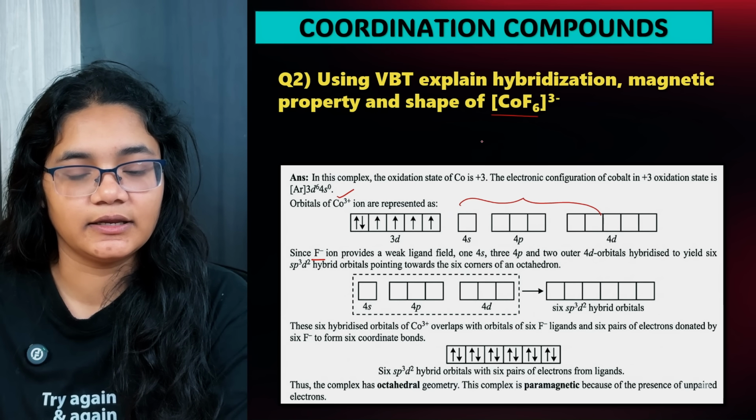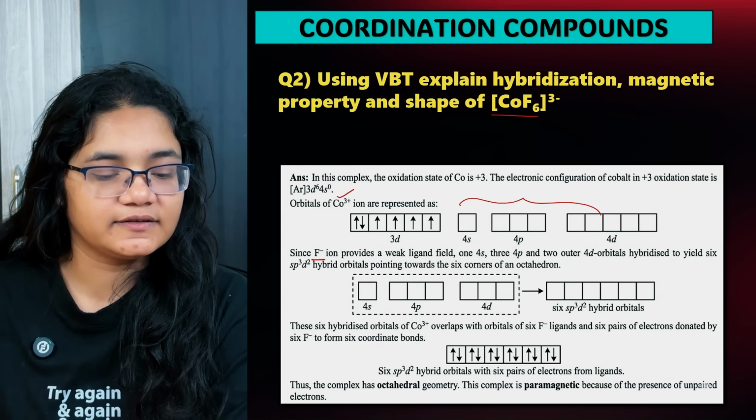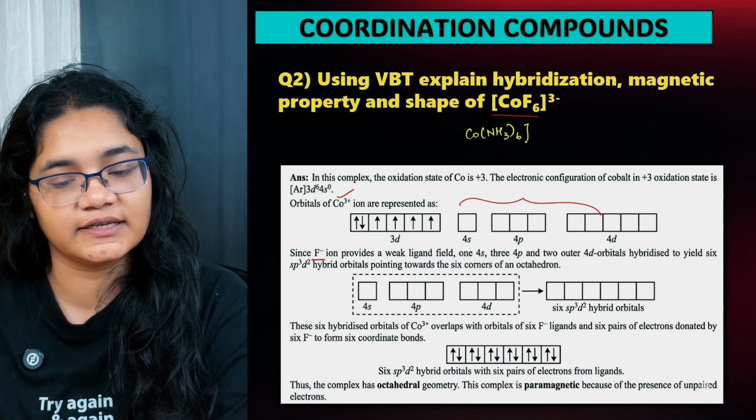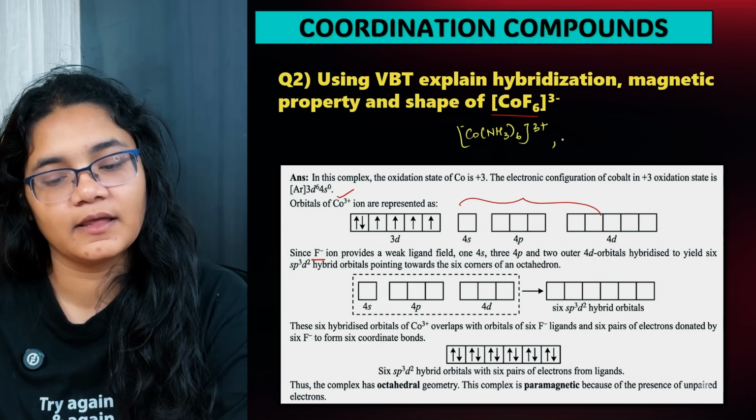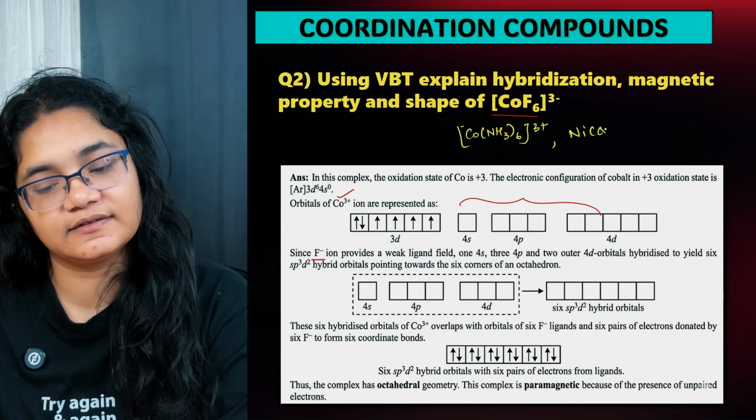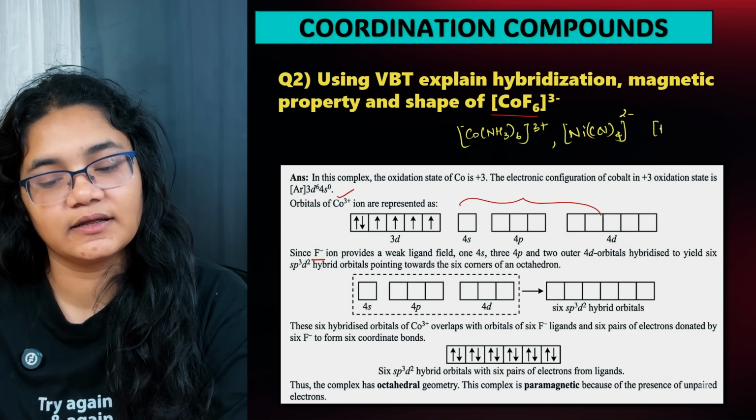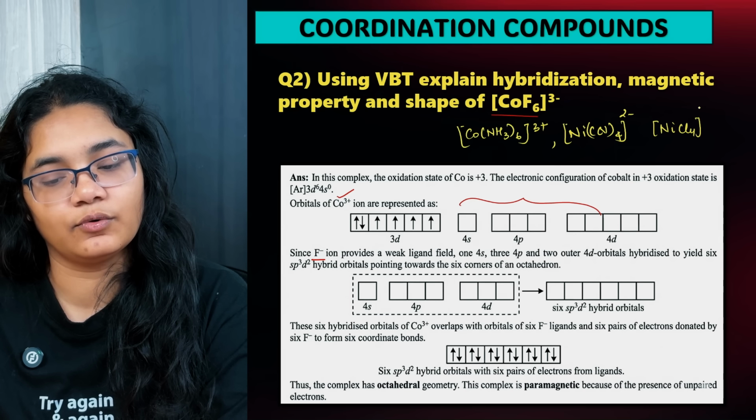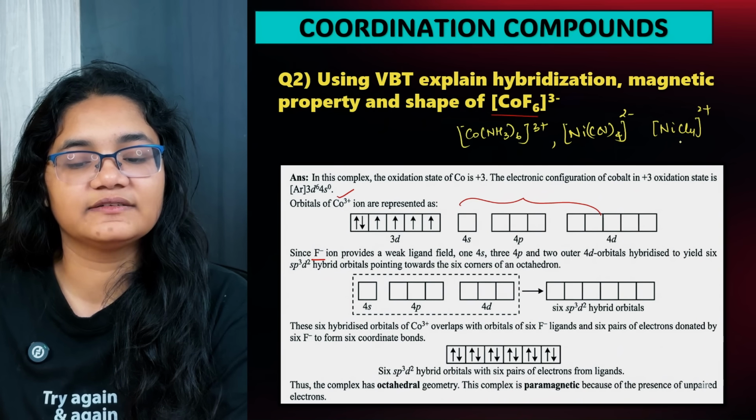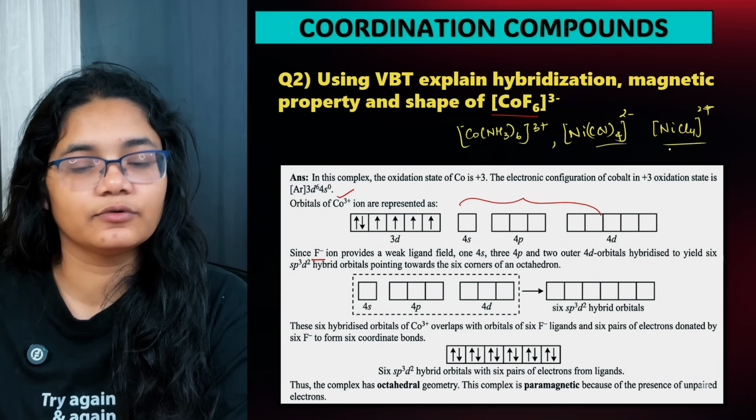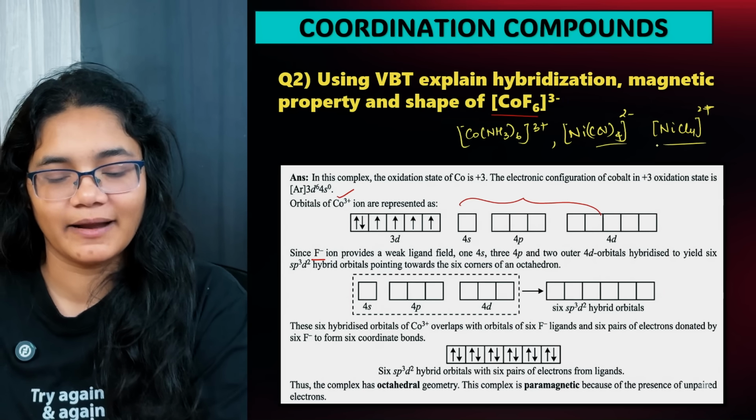Okay. Next, we will see question number 3. So similarly, this type of question can also be asked for [Co(NH3)6]3+, and can also be asked for [Ni(CN)4]2- and [NiCl4]2-. Okay, so in all these cases you have to write it in this particular format only.